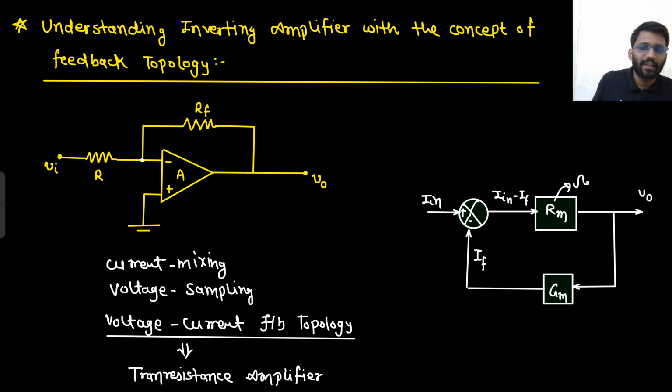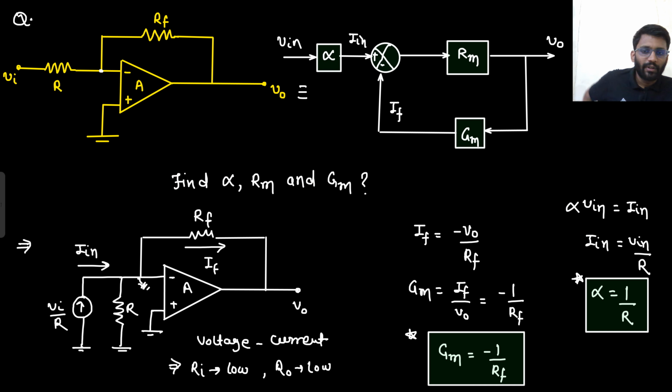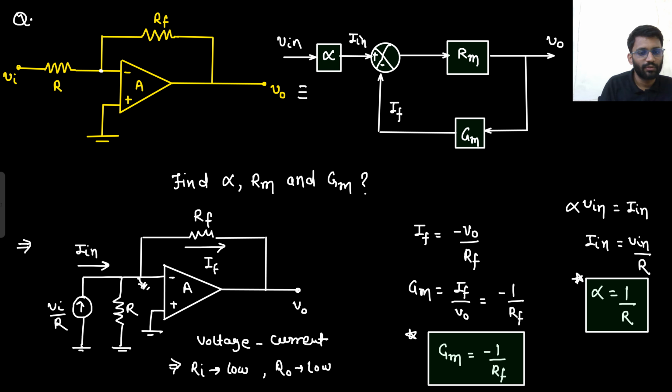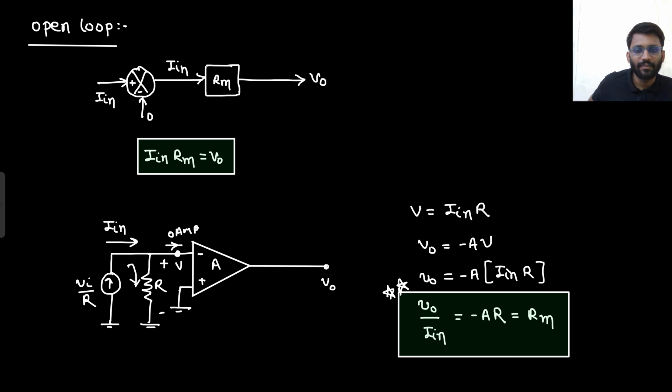Well and good. Then we understood the concept of feedback topology here, that the topology is voltage current feedback topology. So what did we understand? We found the value of alpha, RM and GM. There was current mixing and voltage sampling. So the feedback topology was voltage current feedback topology, and it was a transresistance amplifier. For a transresistance amplifier, both R in and R out are low. From there we found the value of alpha, GM and RM. That's it. So this was a complete lecture.